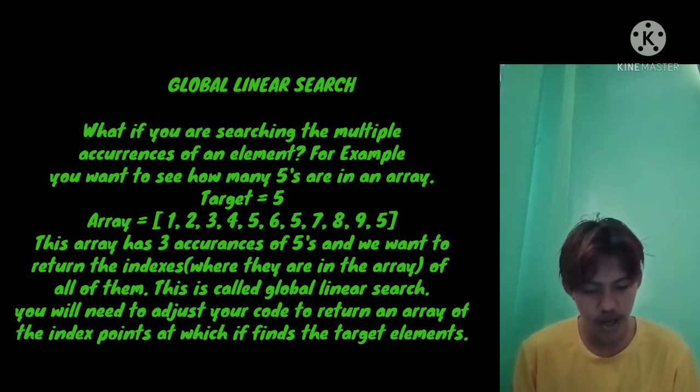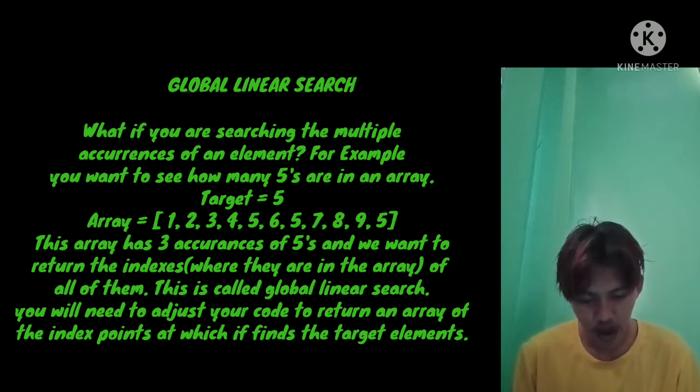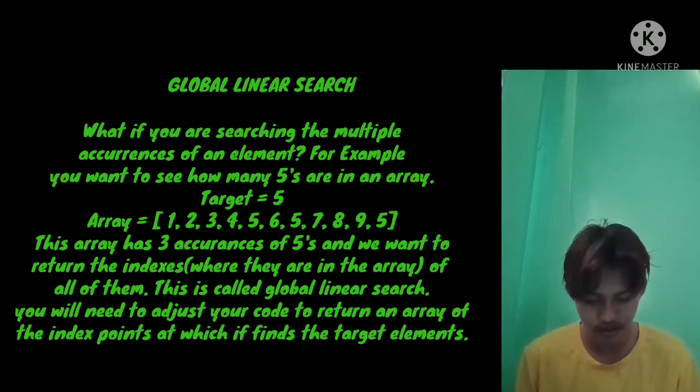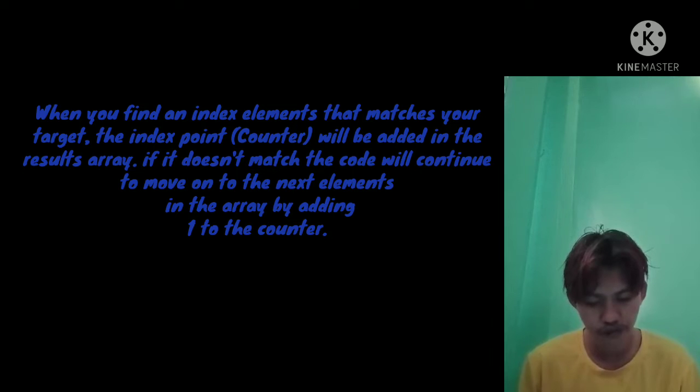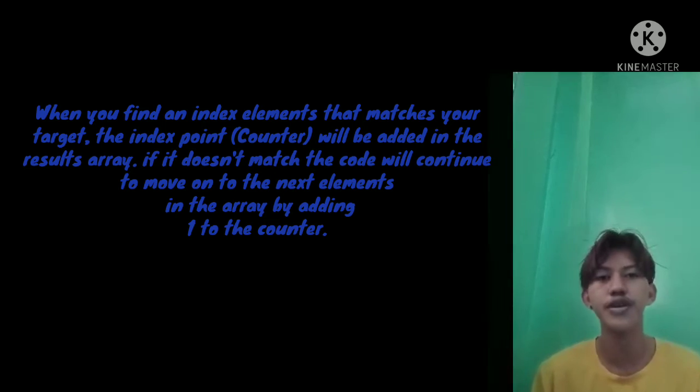This is called global linear search. You will need to adjust your code to return an array of the index points at which it finds the target element. When you find an index element that matches your target, the index point will be added to the results array. If it doesn't match, the code will continue to move on to the next element in the array by adding 1 to the counter.